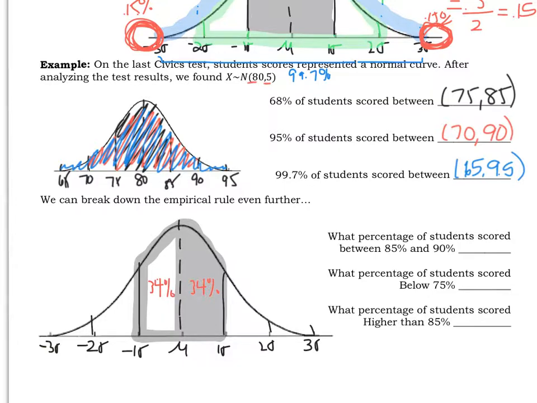Now, what if I wanted to find the area of this little wing right here? I know this whole thing makes 95, and if I take out the gray area, I would do 95 minus 68, which is 27. So both of these blue areas together are 27%, but to find one of those areas, you just divide by 2. So you get 13.5% in each piece.